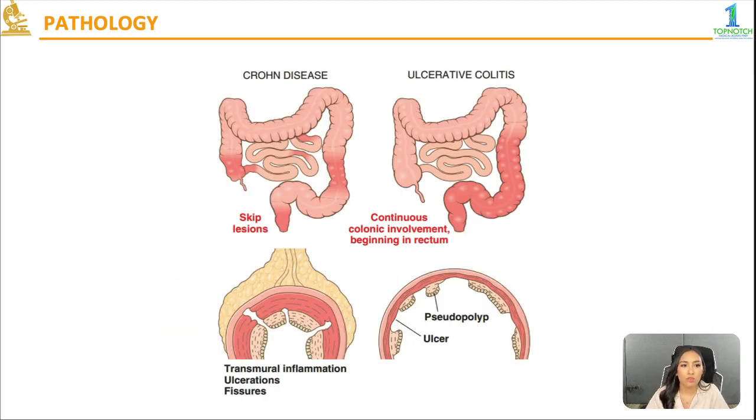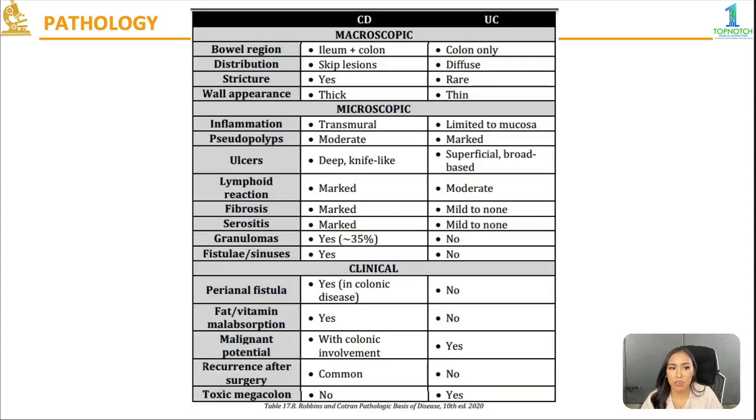So here's a very beautiful comparison of the two. In Crohn's disease, you have skip lesions and transmural inflammation. In ulcerative colitis, it's continuous, pero dun lang sa colon and rectum. And you have medyo mas mababaw yung lesions niya, no? May pseudopolyps ka. Here's a very, very beautiful table. So we already discussed the macroscopic and microscopic differences.